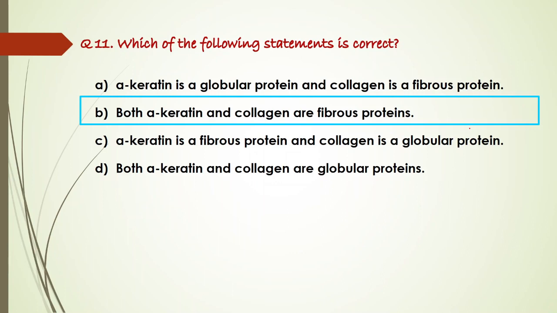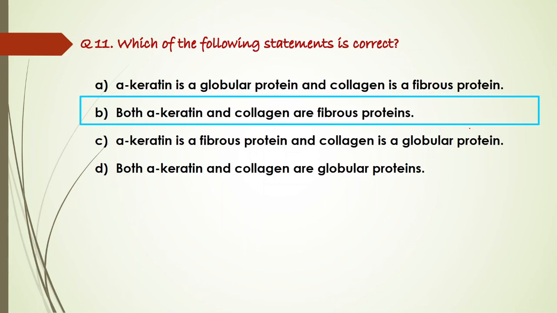The first one states alpha keratin is a globular protein and collagen is a fibrous protein. Is it true? Obviously not, because alpha keratins are basically the components that you find in your hair and nails, made of alpha helices. So it is very obvious. Globular proteins are very stable in water, whereas fibrous proteins are insoluble in water, because your hair and nails do not dissolve in water, right?